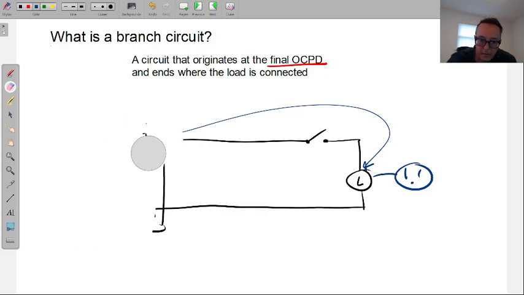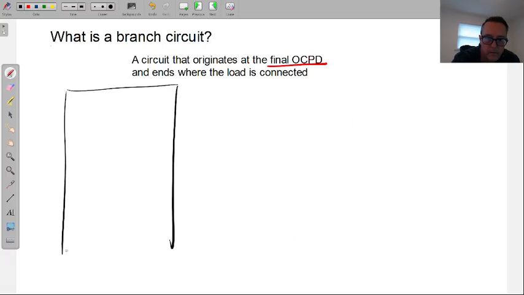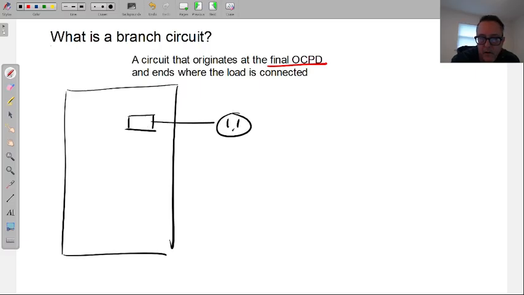Now I'm going to describe another situation coming from that same panel. Let me just bring that one back. I'm going to make it real short, no need to be that long. We have this breaker, and let's just put 20 amps here. So we have a branch circuit here: breaker, load.